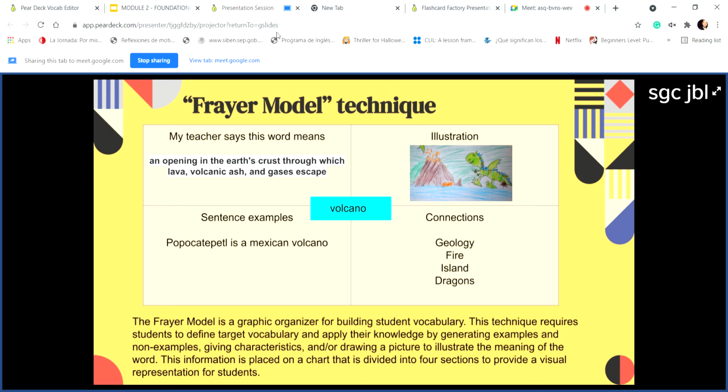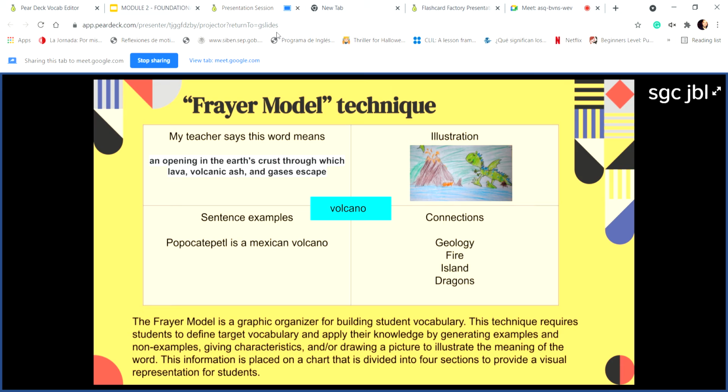Let's just take a moment, people, and pay attention to what you have on the image. What is the information that I'm asking you or that you have related to the new word that you are presenting to your class? In this example, you have the word volcano. And then you have 4 different headlines. You have the headline, my teacher says this word means. And then you have the headline for the illustration, and then the one for connections, and then the one about sentence examples.